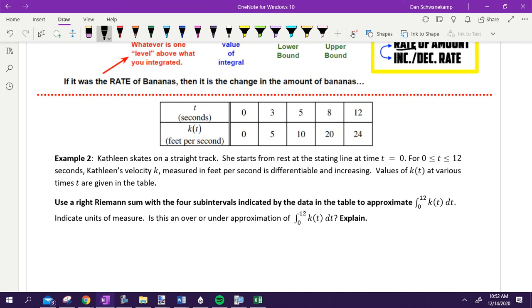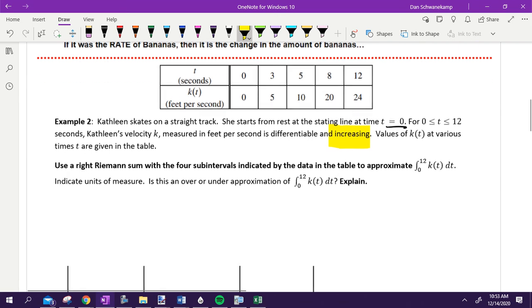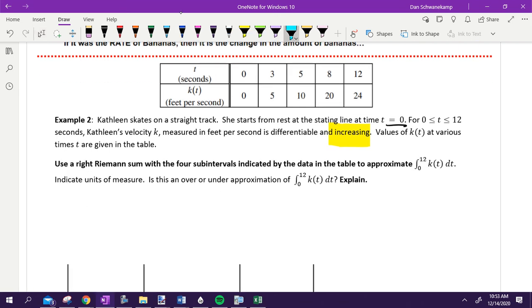Number 2, it says Kathleen skates on a straight track. She starts from rest at the starting line at 0, and then from 0 to 12, she is skating. In feet per second, it's differentiable, and then underline or highlight that increasing. And we'll come back to that. So they gave me time. They gave me a rate, feet per second. We're going to use a right Riemann sum with 4 subintervals indicated in the data to approximate this guy right here.